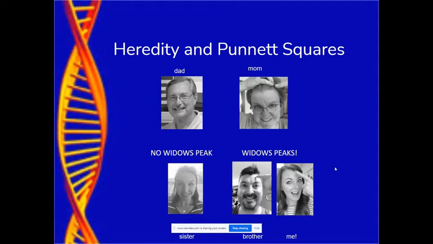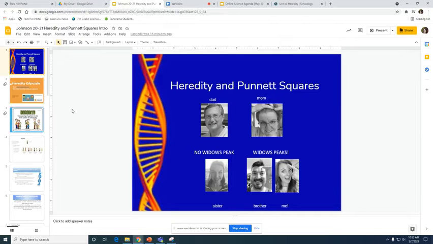And you can see that of her three siblings, two of them inherited a widow's peak and one of them did not. So this lesson is all going to be about what kinds of traits can be inherited, and how that is actually happening.